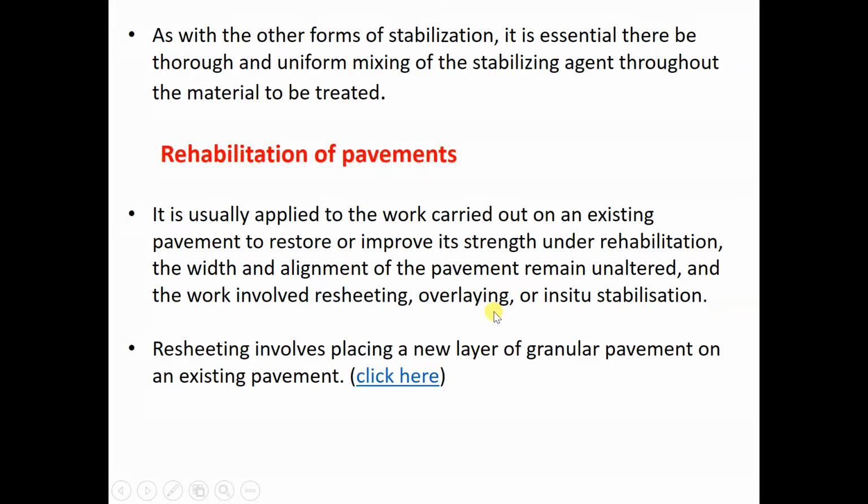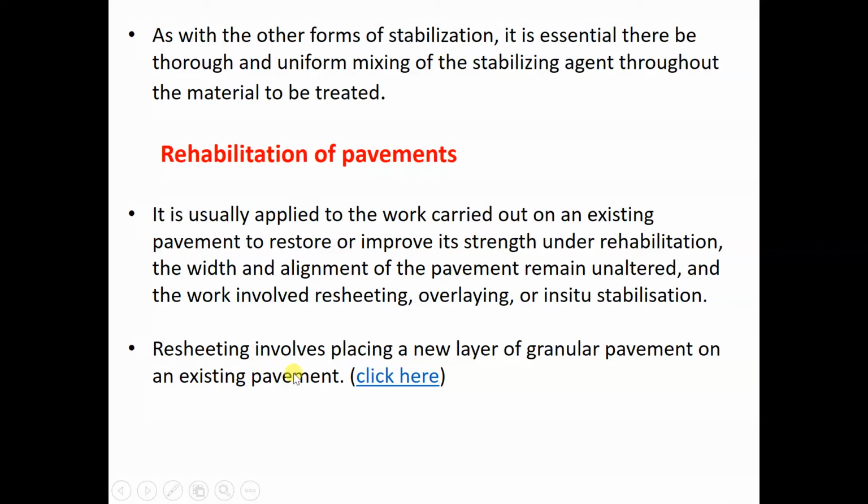Overlaying could be with a chip seal, which we sometimes call spray seal as well, or it could be a thin layer of asphalt, or even in situ stabilization. We could strengthen the pavement by bringing in what we saw previously in stabilization, mixing it with some cement or bitumen to strengthen the pavement material.